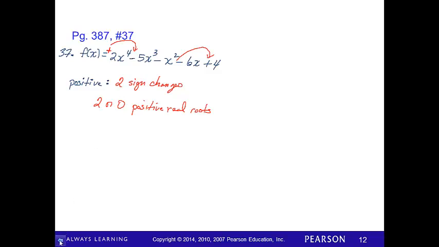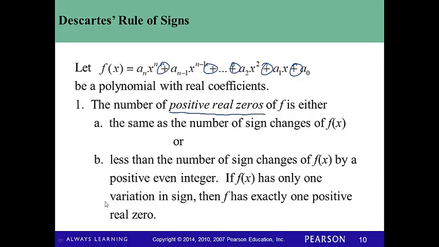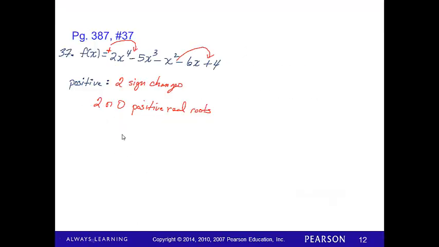Let me go back a slide. It said it's going to be the same as the number of sign changes or less than the number of sign changes by a positive even integer. So you're basically subtracting 2 each time. So we started out with 2. Well, 2 minus 2 gives us 0. So we're going to have 2 or 0 positive real roots.